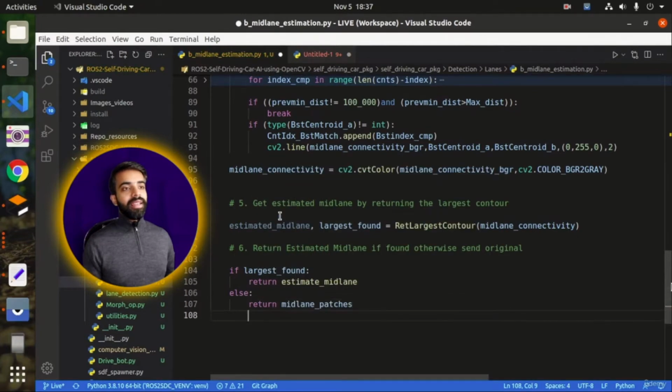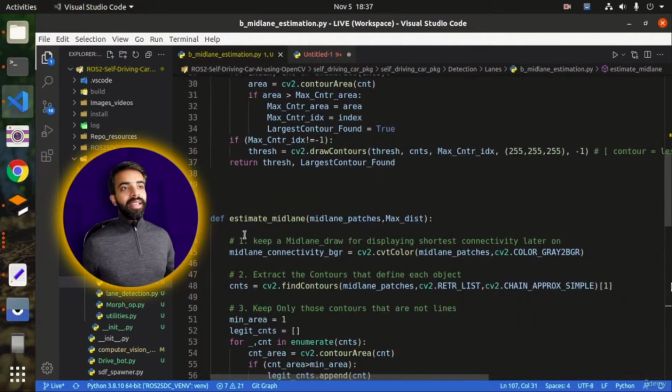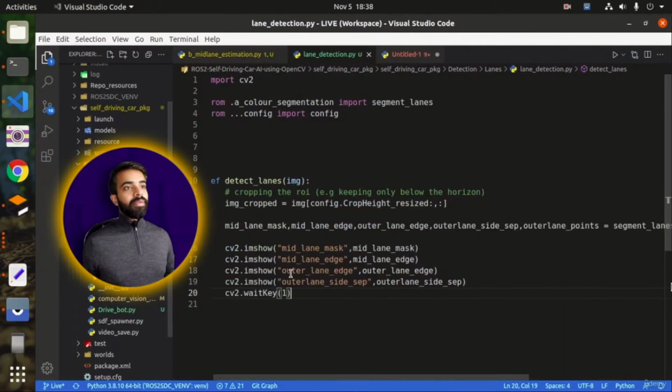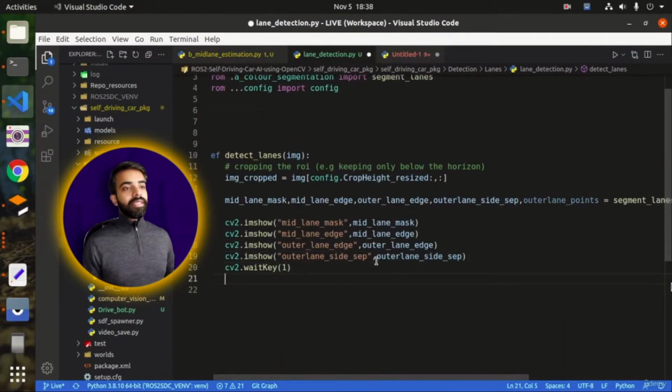So this completes our process of estimate mid-lane. And once we have done this, we have completed the second step of our lane detection module. Now all we need to do is go inside the lane detection module and simply call this estimate mid-lane function.